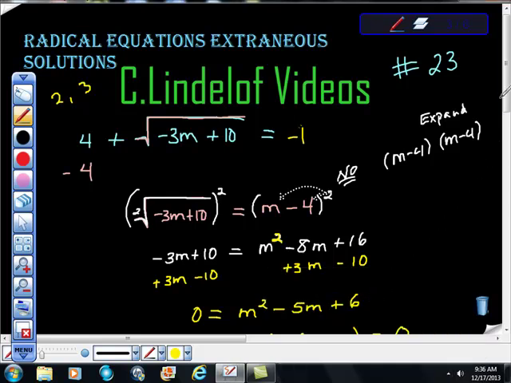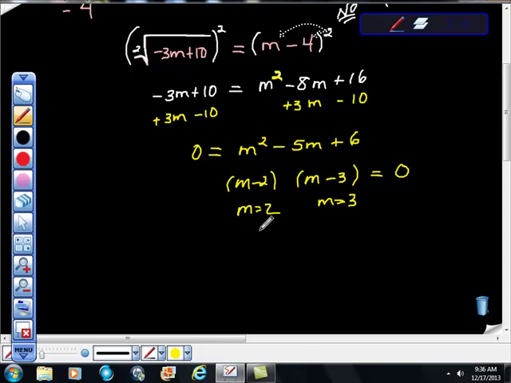I just want to check and make sure my math is right. So we have no solutions. These answers are both extraneous. So we say to our professor or our teacher, these are extraneous. And then we say no solution.